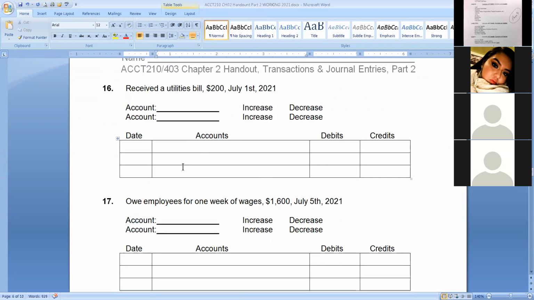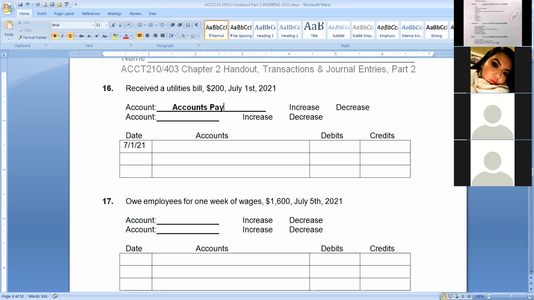This one's tricky. Received a utility bill for $200. Okay, so we received a utility bill. Now it doesn't say we paid it though, so it's not going to be cash. So what kind of an account is it going to be? Accounts payable. Yeah, good. So we're going to have accounts payable. This is kind of a new one in that we got accounts payable, but we didn't get cash back, or we didn't get supplies or anything like that. This is a utility bill.